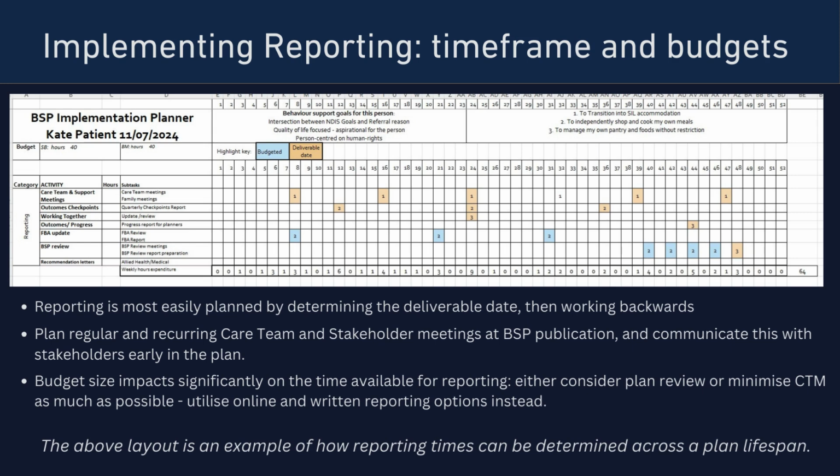And at implementation planning stage, it's important to think about whether you're going to need a plan review or whether you're going to minimise things like care team meetings as much as possible. Does the behaviour support practitioner need to be at all of the meetings that occur with stakeholders? Can there be a way of reporting to you? If you have a limited budget, you need to prioritise how this looks so that we make sure that we are accurately implementing all parts of our obligation. Online reporting, written reporting, technology is absolutely your friend here.